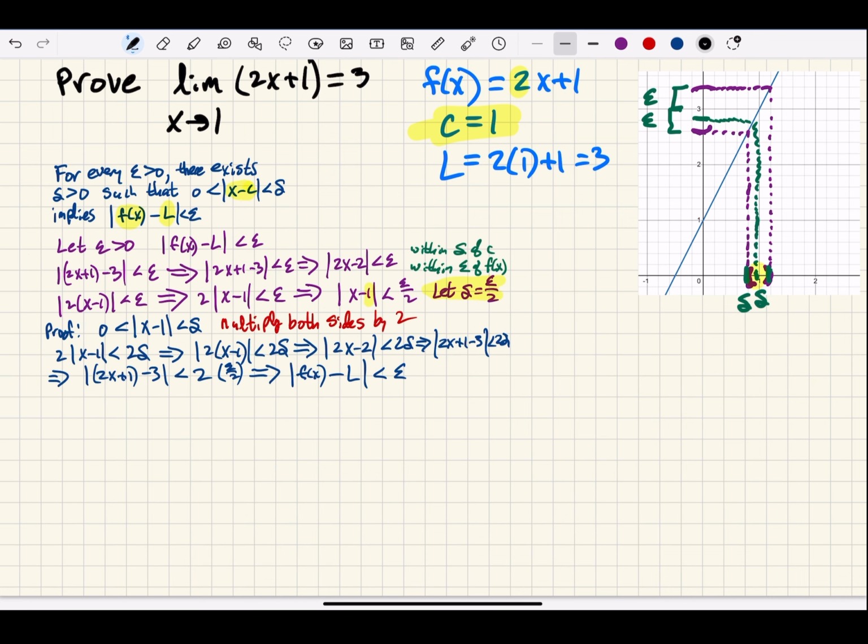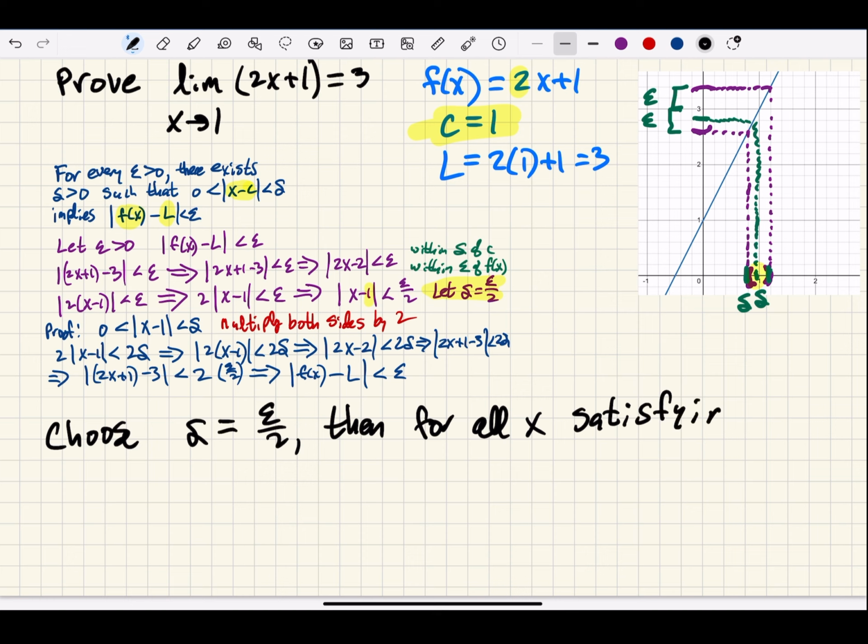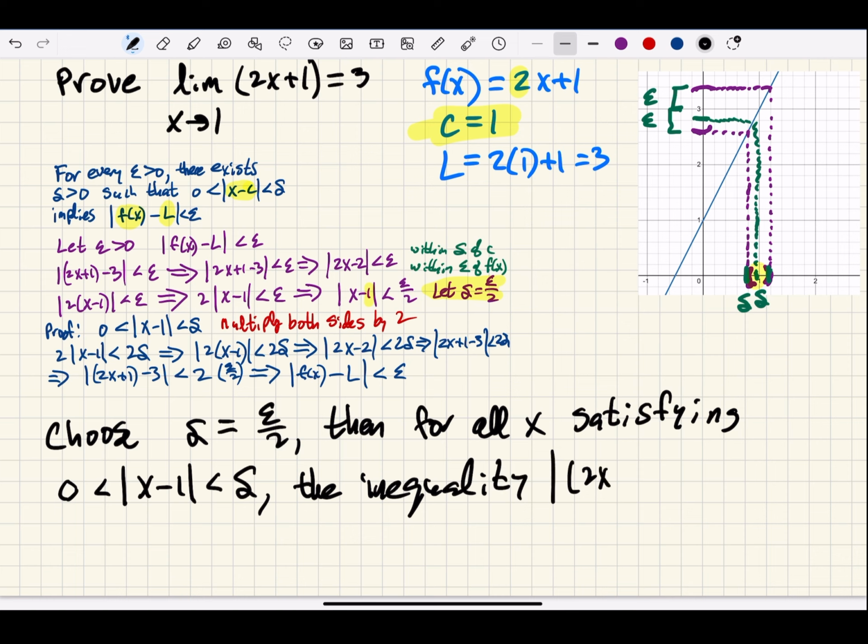This could also be stated as: if we choose delta equal to epsilon over 2, then for all x satisfying 0 less than the absolute value of x minus 1 less than delta, the inequality absolute value of 2x plus 1 minus 3 less than epsilon holds.